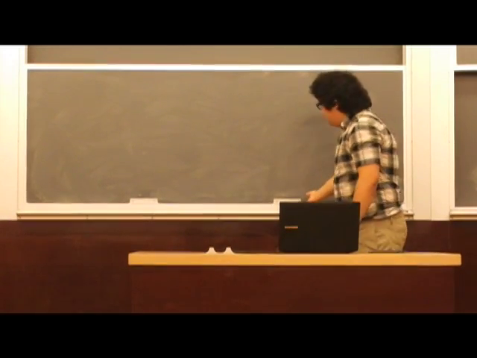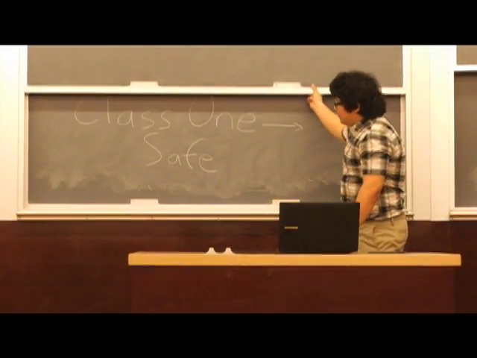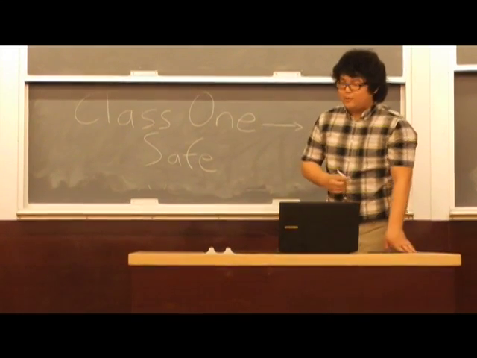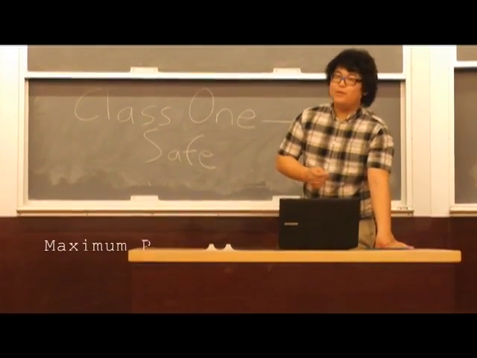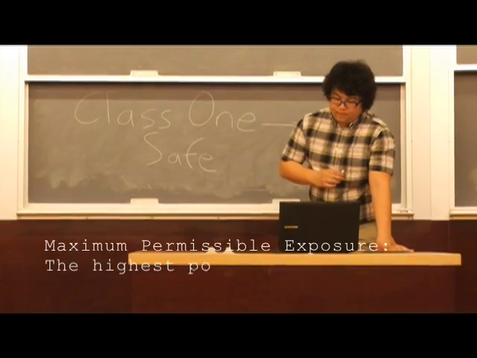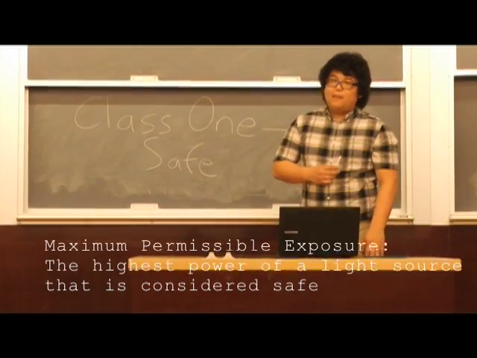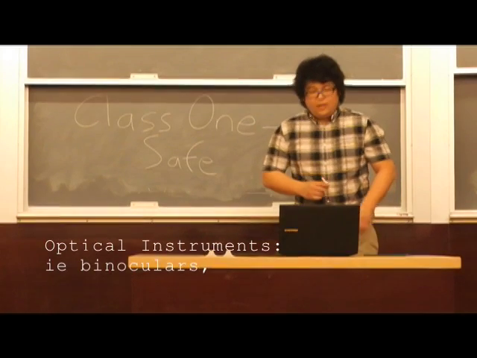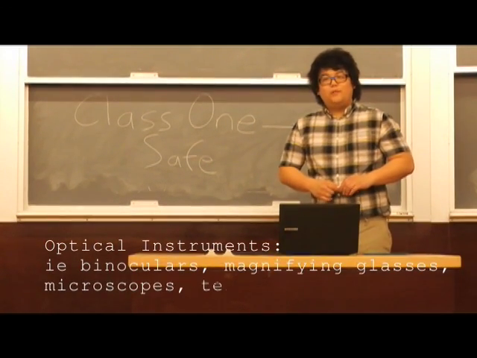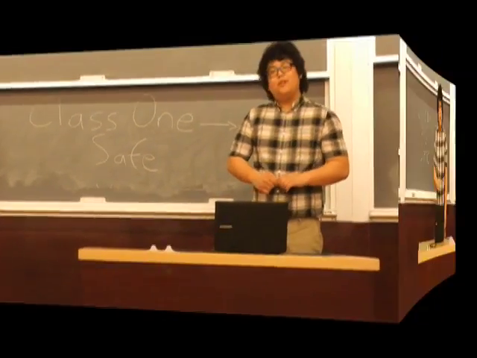There are 4 classes of lasers, beginning with Class 1. Class 1 lasers are safe under any normal operating circumstance, and no maximum permissible exposure level exists. Class 1M lasers are also Class 1 lasers, and they are safe except when optical instruments are being used. An example of a Class 1 laser in normal everyday life would be in a laser printer.